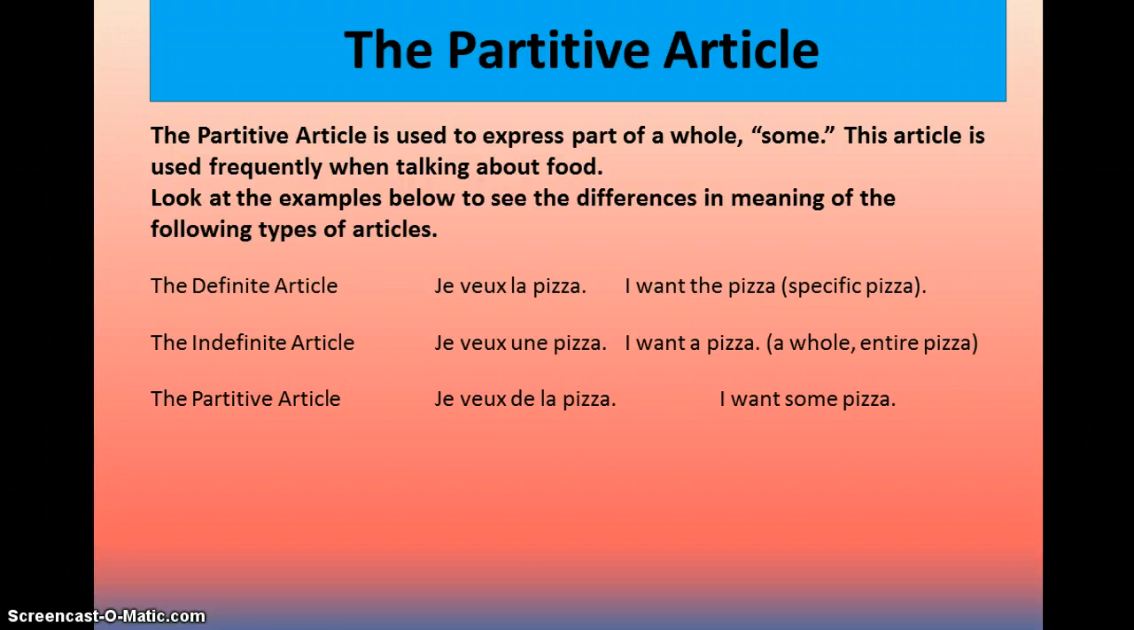So here's an example with a definite article. Je veux la pizza. Okay, la pizza means the pizza. You want the specific pizza. Indefinite article. Je veux une pizza. I want a pizza, like a whole entire pizza. And then you have the partitive article. Je veux de la pizza. And that's I want some pizza. Okay, so it could be like a slice of pizza, it could be a couple slices.